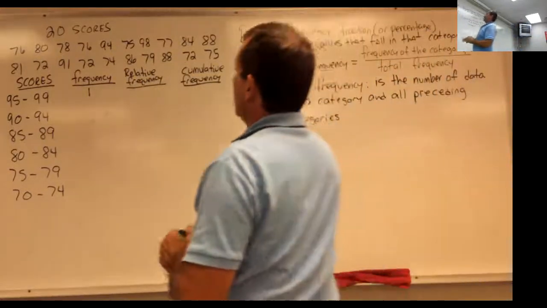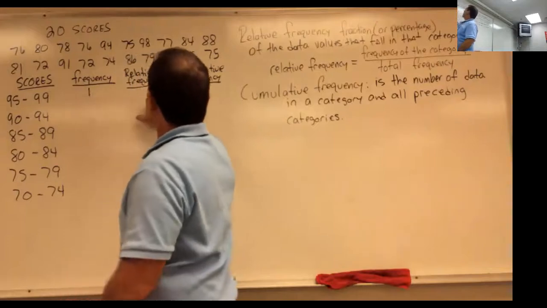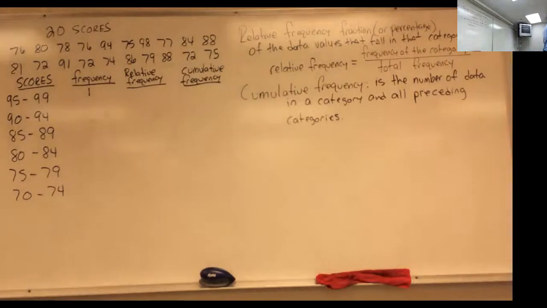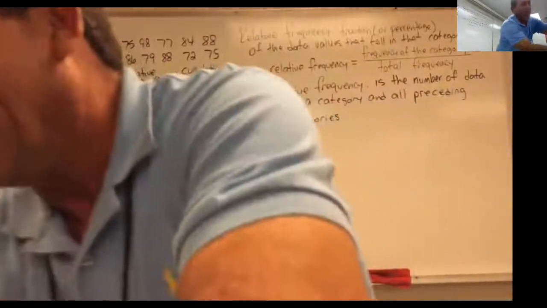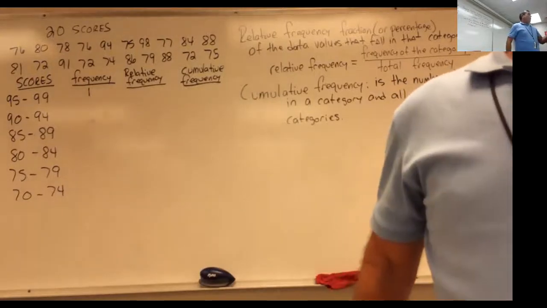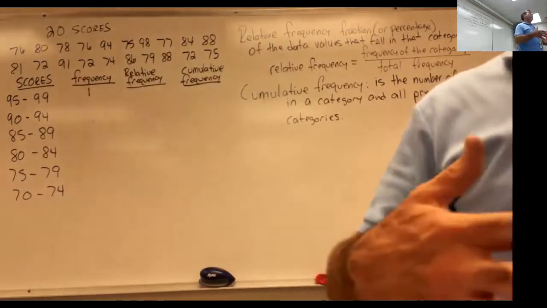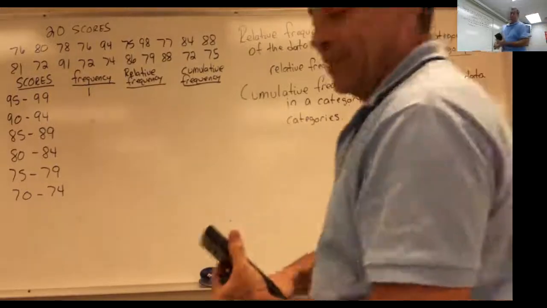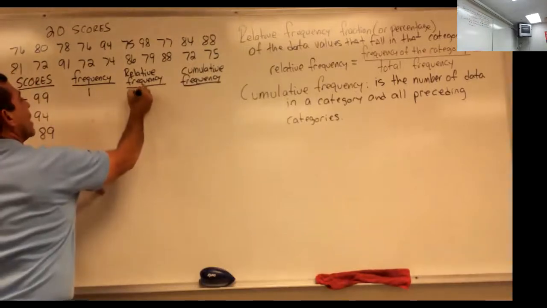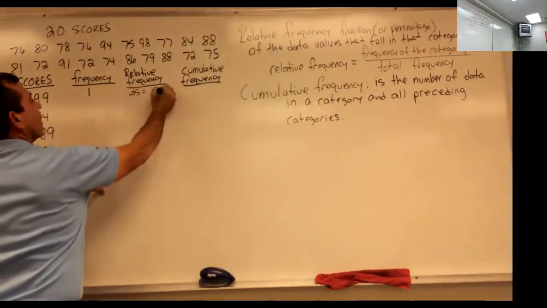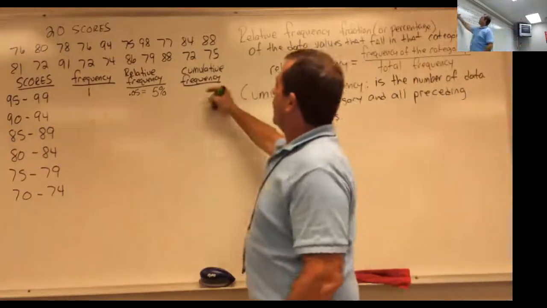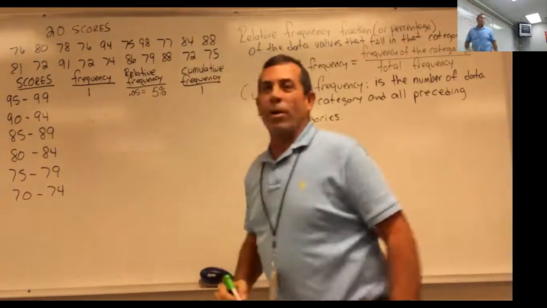So now, to get my relative frequency, I'm going to take that one and divide it by how many I had, 20. So let me pop out a calculator. You're going to do 1 divided by 20. That gives me 0.05, and I'm going to turn that into a percent. So I got 0.05, and we know that equals 5%, okay?